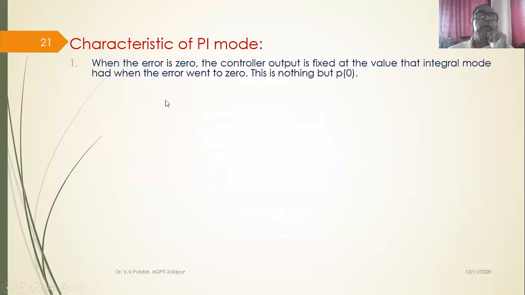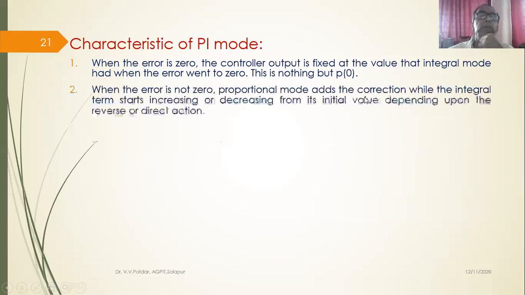Characteristics of PI mode: when the error is zero, the controller output is fixed at the value that the control mode had when the error went to zero. This is nothing but P0. When the error is not zero, the proportional mode adds the corrective action. The integral mode starts increasing or decreasing from its initial value depending upon the reverse or direct action. Read this carefully, you'll understand what is meant by these characteristics.